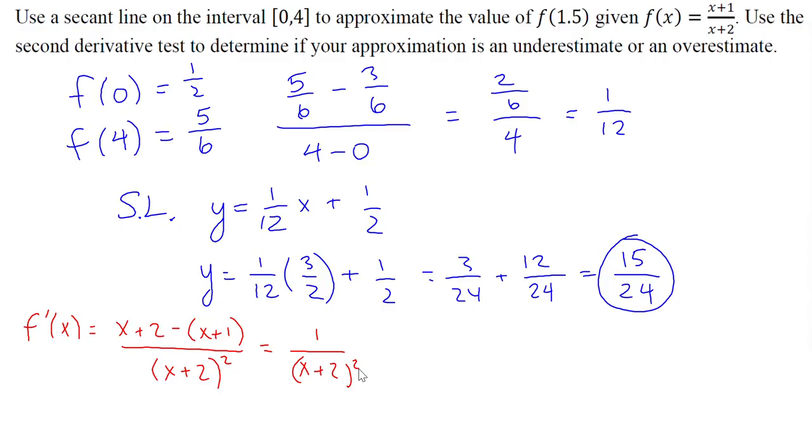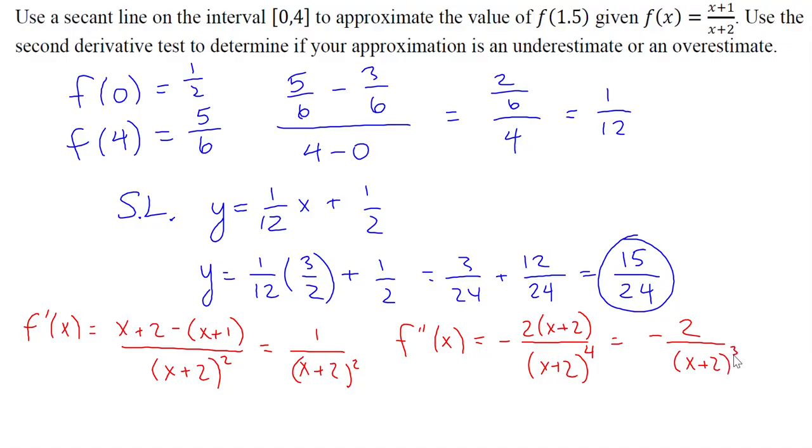And then we can find the second derivative here using either the quotient rule or the reciprocal rule. I'm going to use the reciprocal rule. It says that the derivative of a constant over a function is just the opposite of the constant times the derivative of the denominator, which is 2 times x plus 2 to the first power, times the derivative of x plus 2, which is just 1, all over x plus 2 squared, and then squared, so that'd be x plus 2 to the fourth. So really we just have negative 2 over x plus 2 cubed.